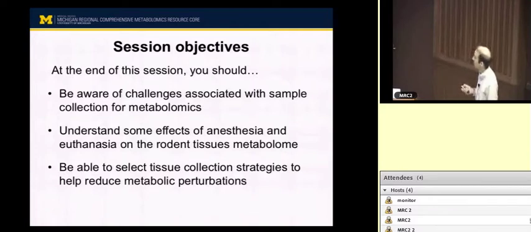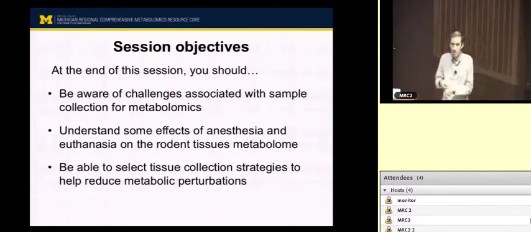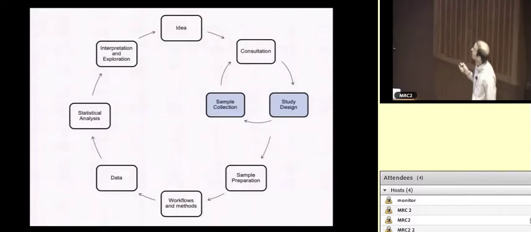And then hopefully be able to select or determine the parameters that you need to select a tissue collection strategy to help reduce metabolic perturbations. So what you actually measure when you're looking at your sample is reflective of what was happening in the animal and not reflective of just what you did to it to get it out and into the vial. Okay, so here we are, sample collection, study design, part of the workflow.